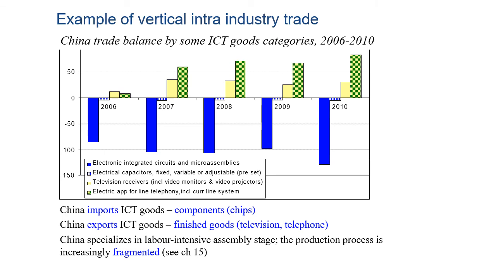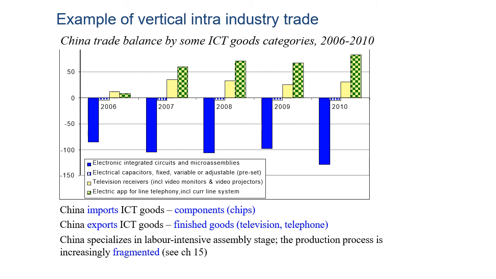What we find for China is that they mainly import ICT goods. So they mostly bring in components, the things that make up the final product. They then assemble all these components and produce a final good which they export.